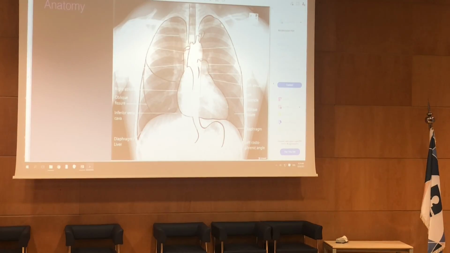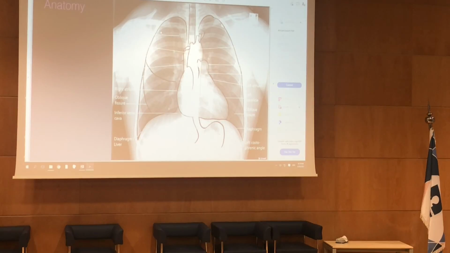But the lingula is considered to be an additional lobe, but it's actually not formed by a fissure. It's formed by the interface of the apex of the heart with the left upper lobe. Okay, and this is that projection, the lingula. So when you see any abnormality here, you want to call it lingula. You don't want to call it left lobe or upper lobe.